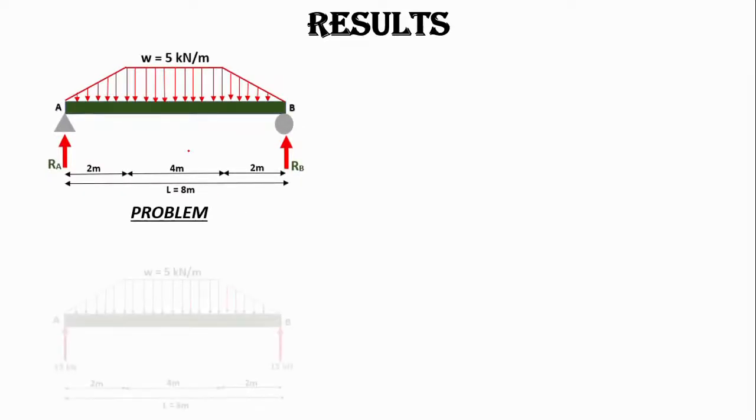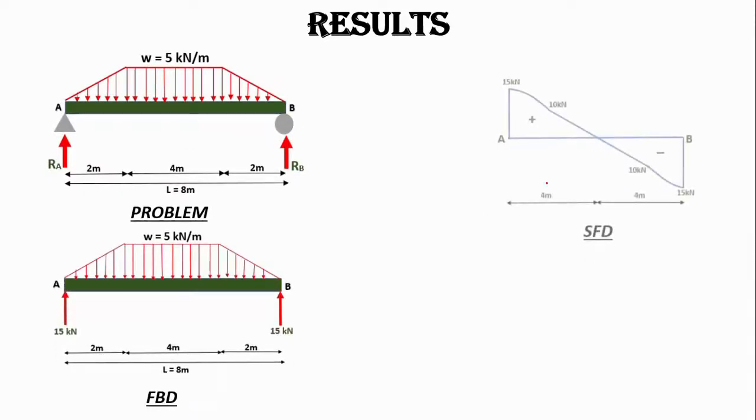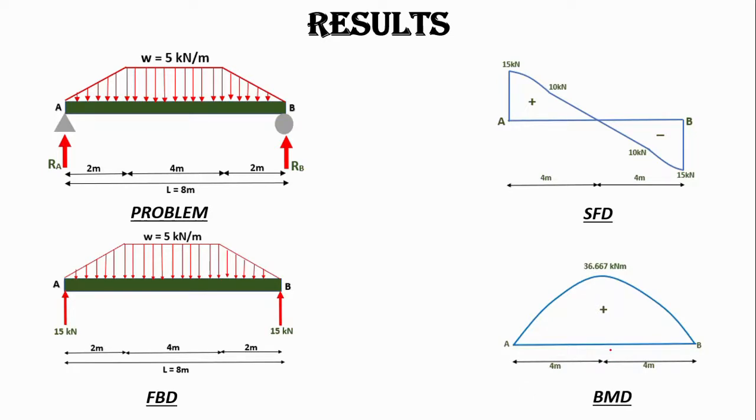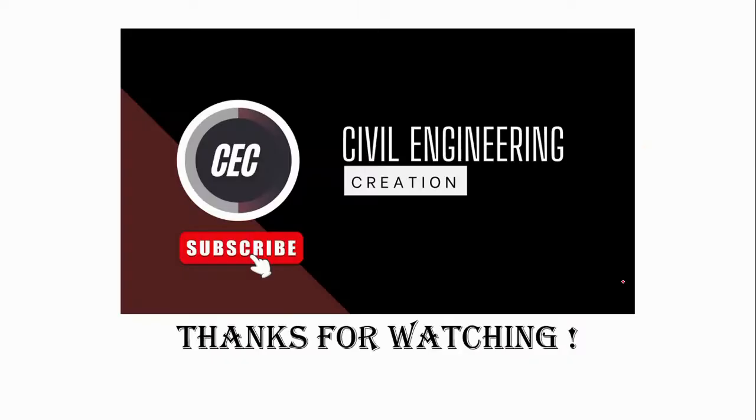This is our problem. This is the free body diagram. This is the shear force diagram with maximum shear force of 15 kilonewton, and this is the bending moment diagram with maximum bending moment of 36.667 kilonewton meters. This is our today's lecture.